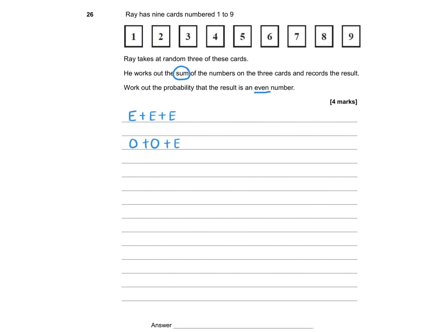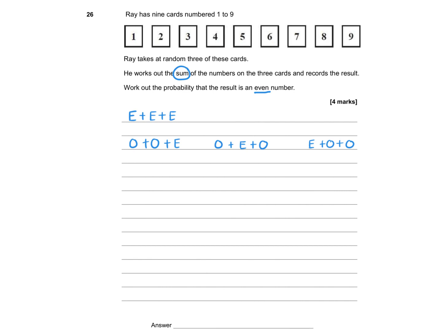Unfortunately, that's not the only way that one can happen. There's other possibilities for this. We can also choose an odd number and then an even number and then an odd number, and our total would still be an even number altogether. Or we could choose that even card first and then 2 odd cards afterwards. And those are our 4 possibilities that we actually have to work out.